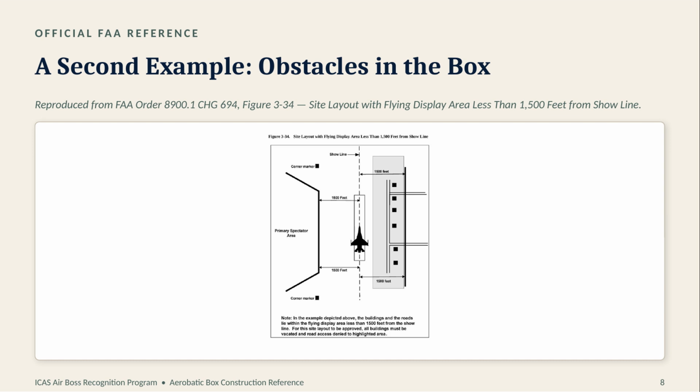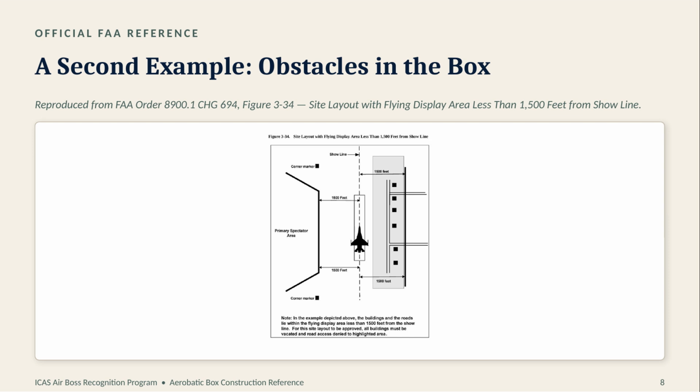Obstacles inside the box. The diagram shows the show line running as a dashed center line down the middle, with an aircraft symbol on it to represent the flying display area. On the spectator side, to the left, the primary spectator area sits behind its own boundary, with corner markers at each end, and it's measured at 1,500 feet from the show line, matching a Category 1 show. On the opposite side, to the right, is where this figure earns its place in the module. The shaded gray zone sitting inside that same 1,500-foot flying display area. And inside that zone are buildings and roads.